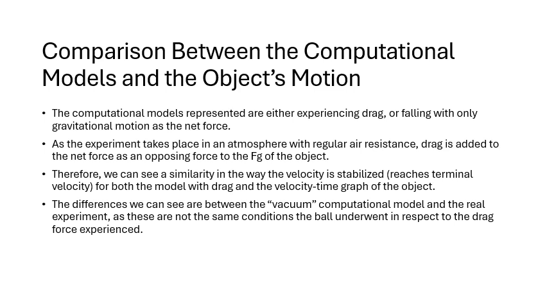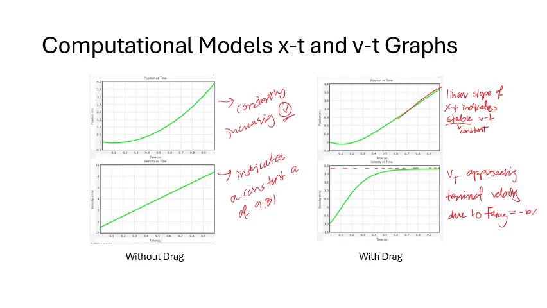This is the comparison between the computational models and the actual object that was falling. The actual object was closer to the model that had drag. This is because the real object was experiencing air resistance since it's not placed in a vacuum, and that was the biggest difference between the vacuum model and the object in real life. Here are the graphs of the computational models. With drag, we can see the terminal velocity and the linear slope of the x-t graph. Without drag, we can see that there's a constant acceleration of 9.81.